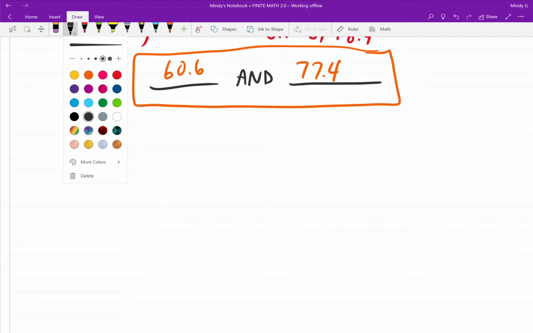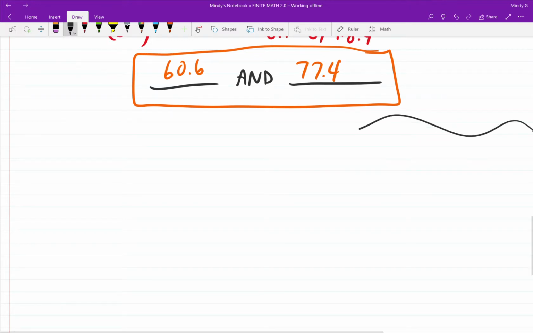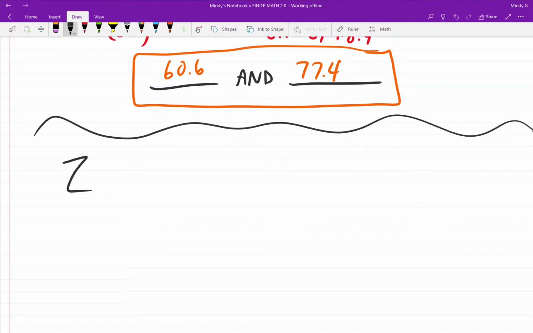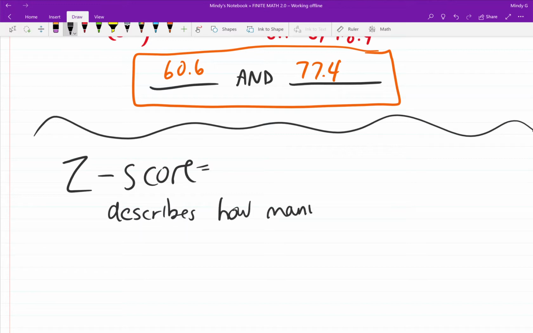Okay, so the next thing we're going to talk about is what's called a z-score. A z-score describes how many standard deviations a data item lies above or below the mean.